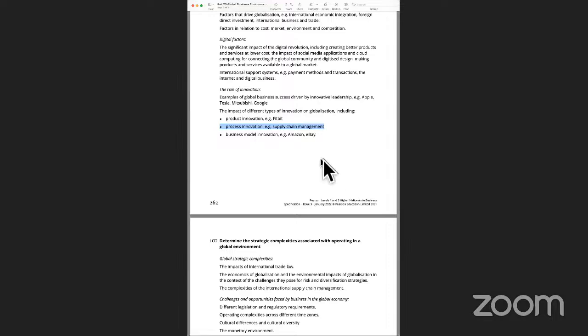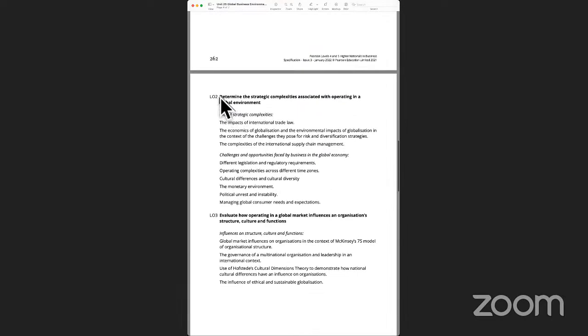Now, with that understanding of learning outcome one, what we want to do is go into learning outcome two, which is basically looking at what are global strategic complexities. We look at that in a bit more detail, just reconstruct this particular term. And then within that, we'll also look at what is international trade, how economics of globalization and environmental impacts of globalization can pose challenges to companies.